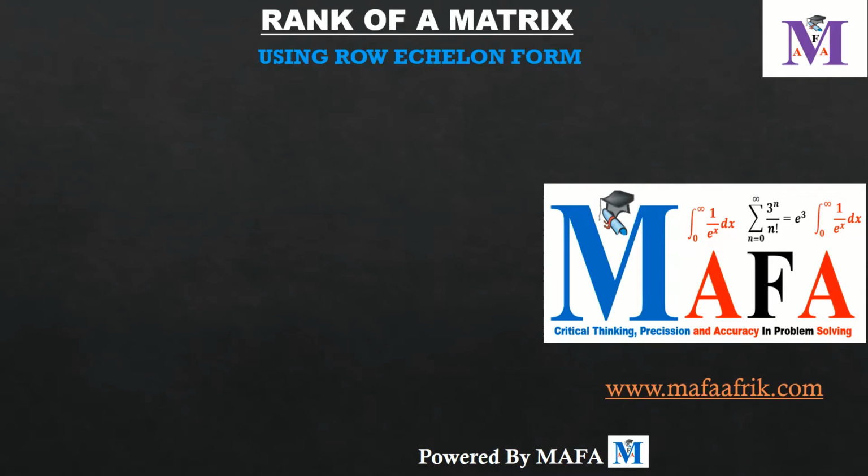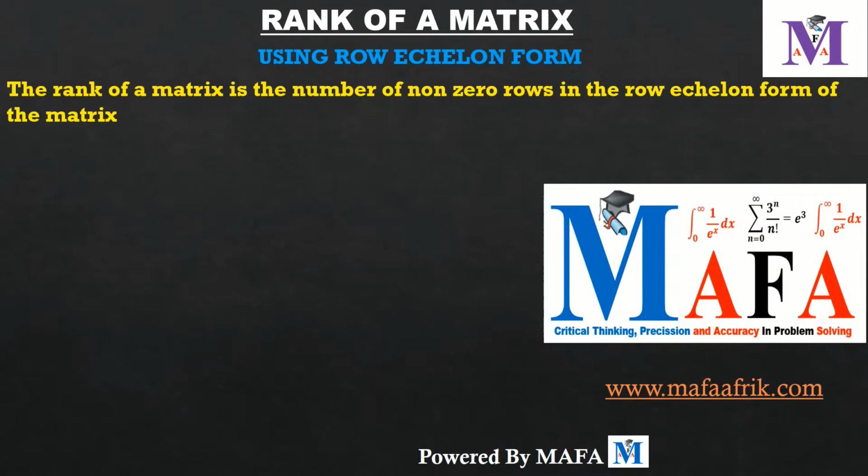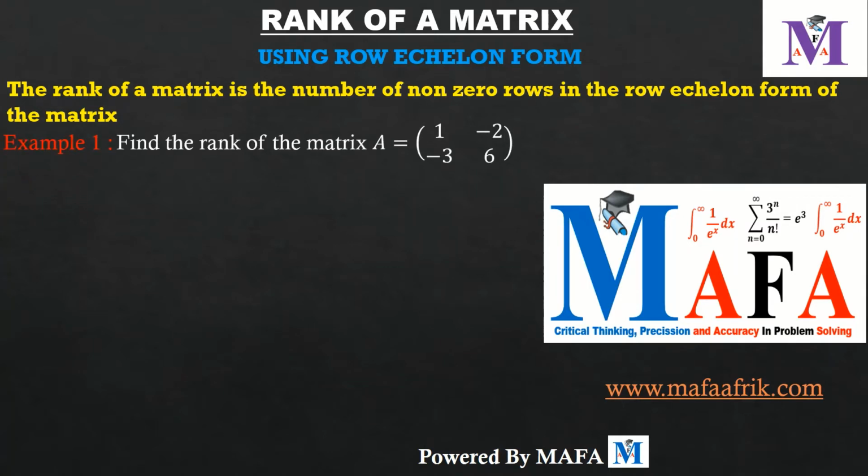In this video, we are going to see how to find the rank of a matrix using the row echelon form. Now, what is the rank of a matrix regarding the row echelon form? It is simply the number of non-zero rows in the row echelon form of the matrix. So, if we can put the matrix in its row echelon form, the number of non-zero rows in that form simply gives us the rank of the matrix. Let's begin with an example. Find the rank of the matrix A.